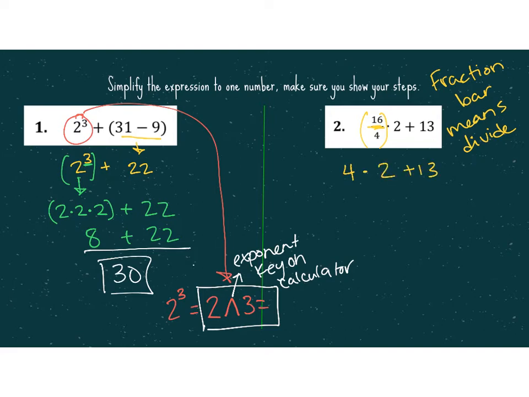So I have 4 times 2 plus 13. Then I would go ahead and take care of the 4 times 2, which is 8. And then I would go ahead and put my addition together. 8 plus 13 gives me 21. So my answer there is 21.